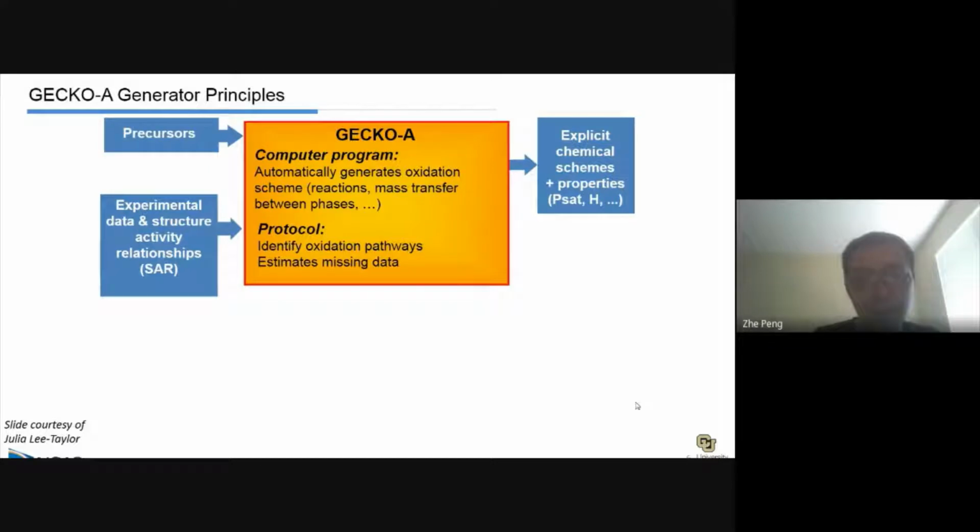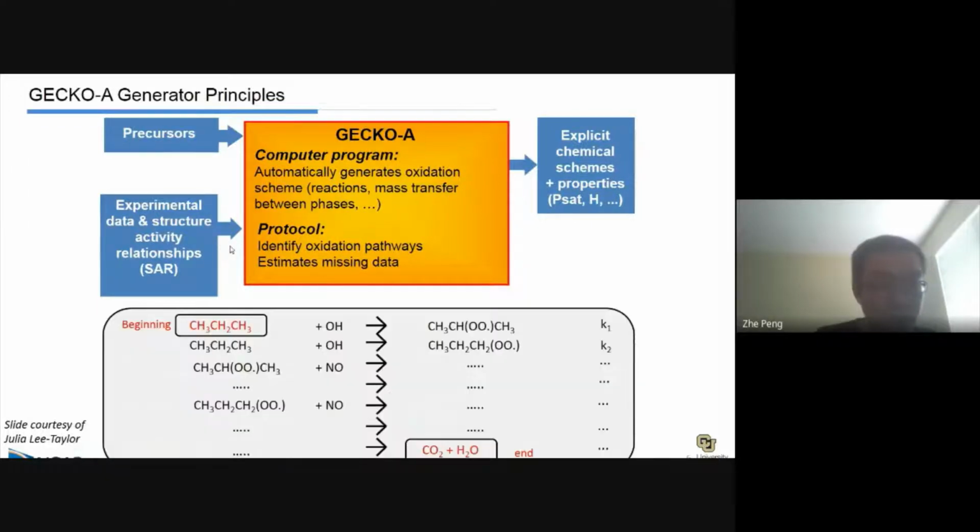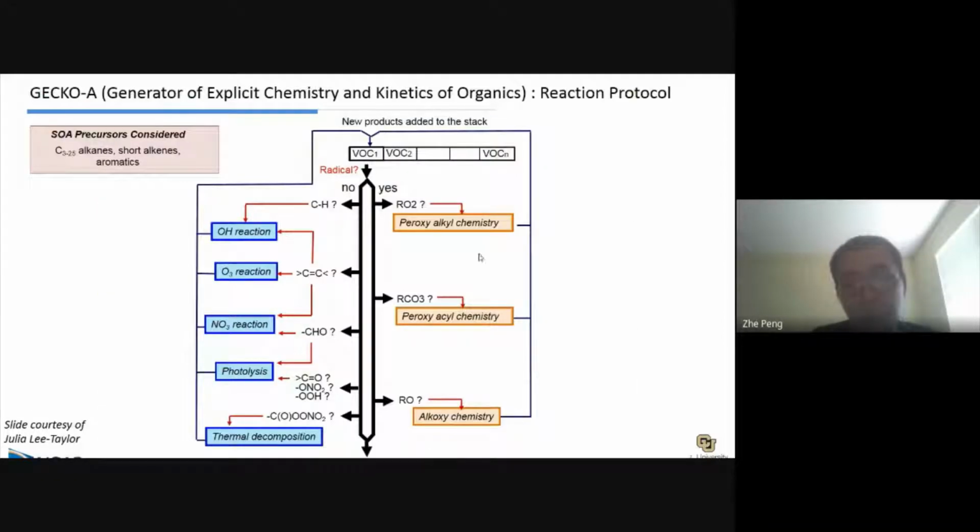In case some of you are not familiar with GECKO, I'll briefly introduce it. I copied two slides from Julia. So simply, GECKO is a computer program that automatically generates oxidation schemes using experimental data and structure activity relationships. It can identify oxidation pathways and estimate kinetic data such as rate coefficients. It starts with the precursor and scans for every species involved till everything goes to CO2. It can deal with both VOCs and radicals.